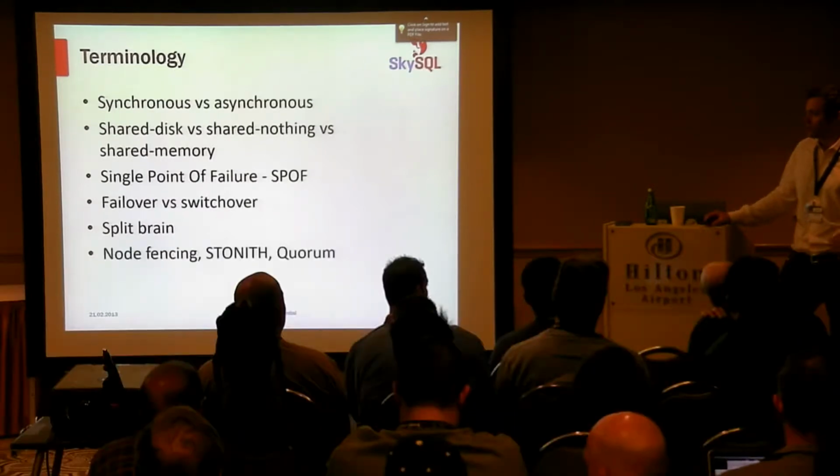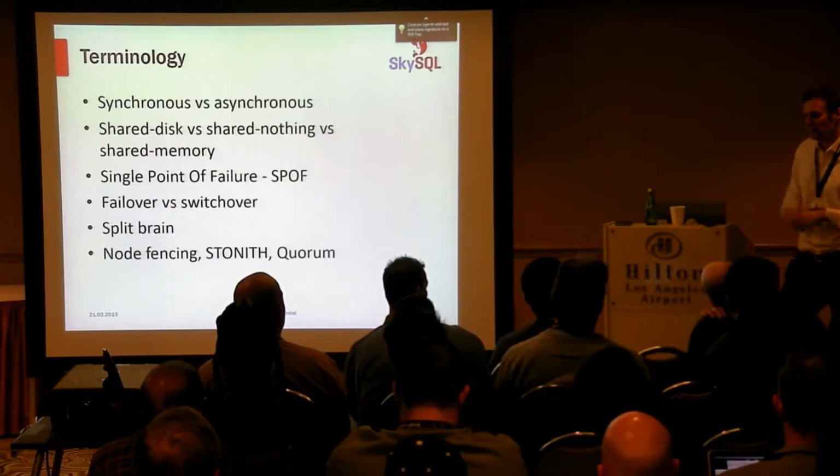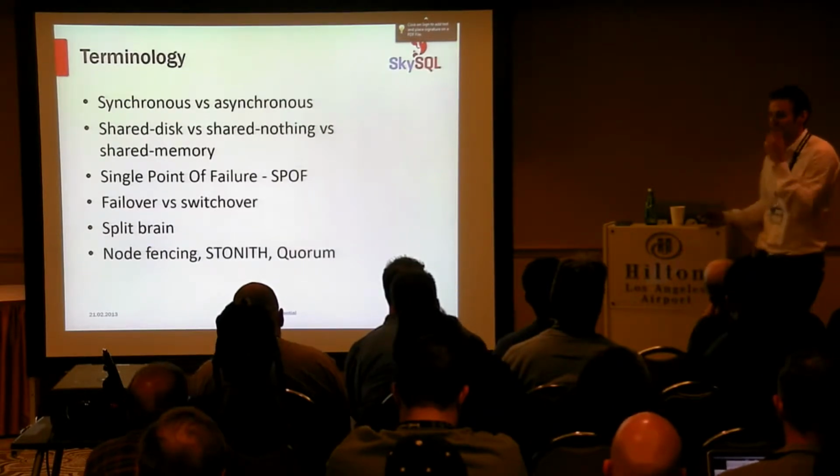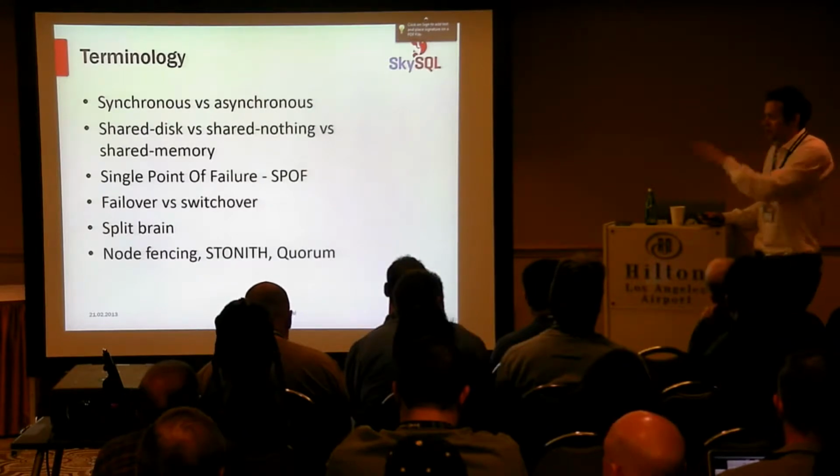So split brain was the thing you want to avoid. So the two machines having different data, if they're both up, even though they can't communicate. So split brain should have a big no in front of it.